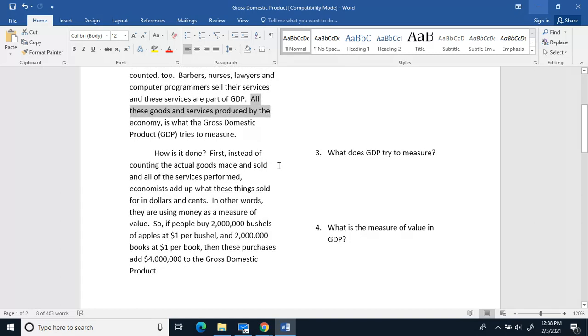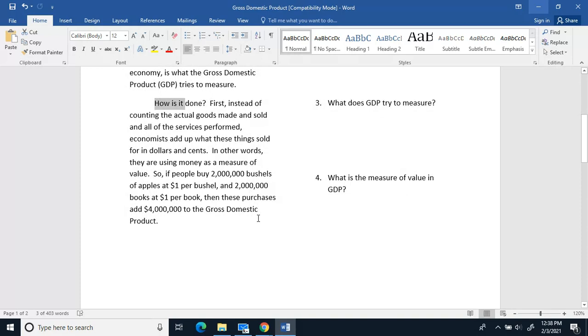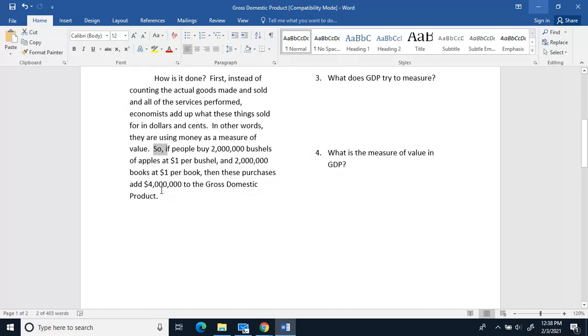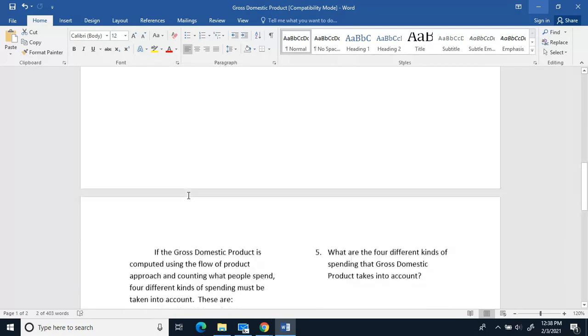All these goods and services produced by the economy is what gross domestic product, GDP, tries to measure. How's it done? First, instead of counting the actual goods made and sold and all of these services performed, economists add up what these things sold for in dollars and cents. In other words, they are using money as a measure of value. So, if people buy 2 million bushels of apples at $1 per bushel and 2 million books at $1 per book, then these purchases add 4 million to the gross domestic product.